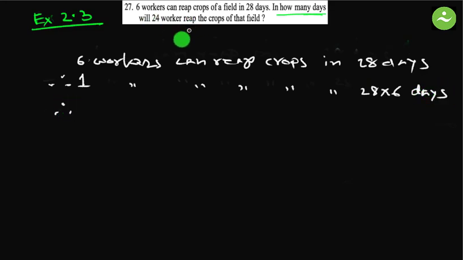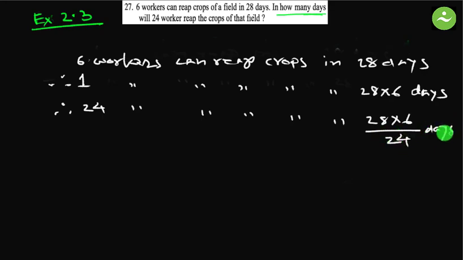Therefore, 24 workers can reap the crops in, if workers increase, the number of days will decrease. So we divide by 24. 28 multiply 6 divided by 24 days equals to, if we simplify, divide both by 6, this will be 4. Again divide both by 4, this will be 7, this will be 1. So it is 7 days.